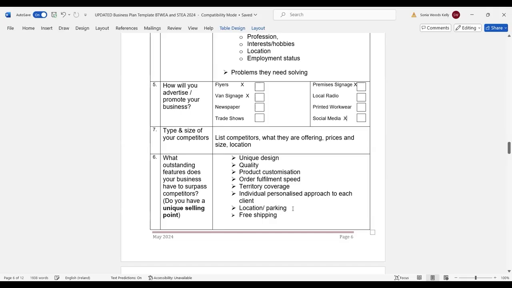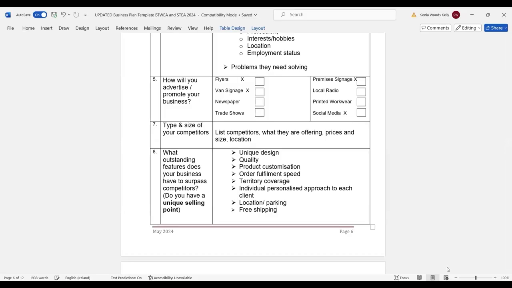Your location might be an advantage. You may have parking, which your competitors don't have, or you may be able to offer free shipping or just compete on price. But whatever features you have that are going to make people shop with you as opposed to your competitors, you need to itemize and list here.